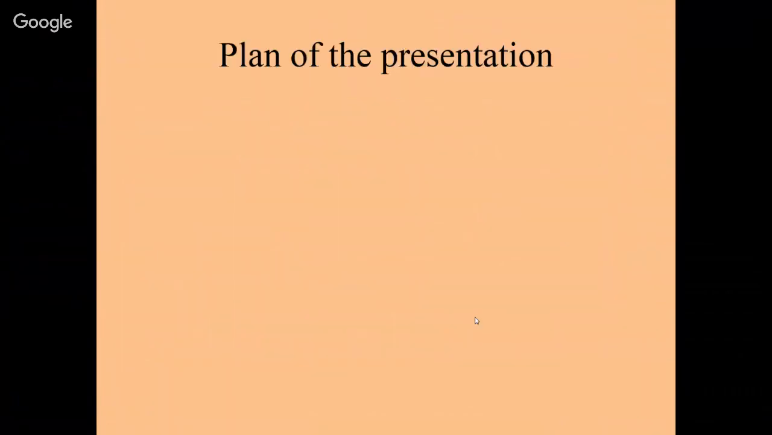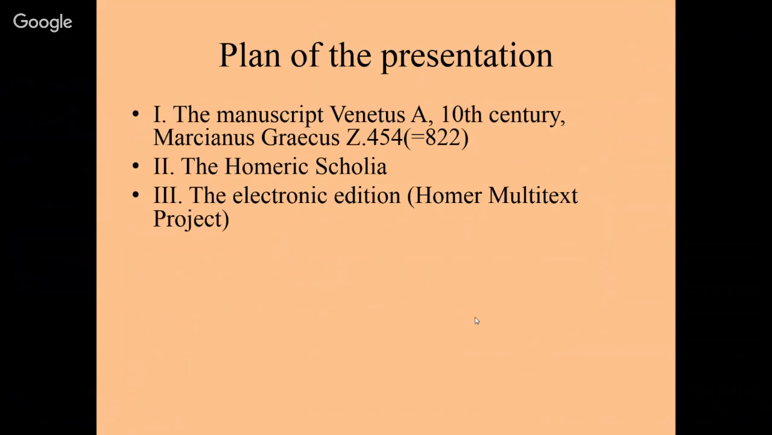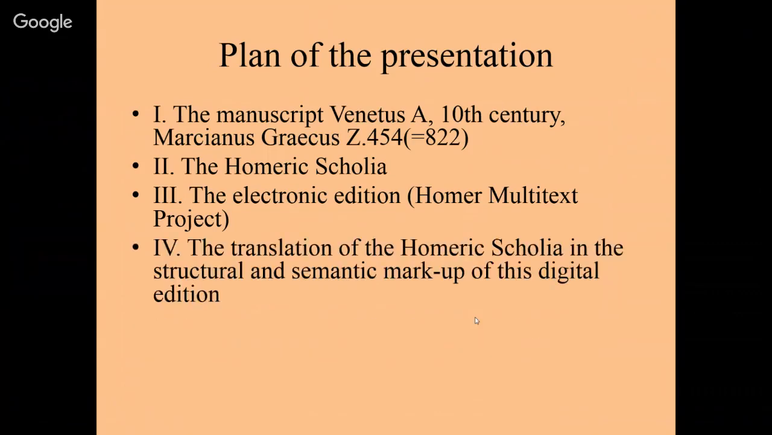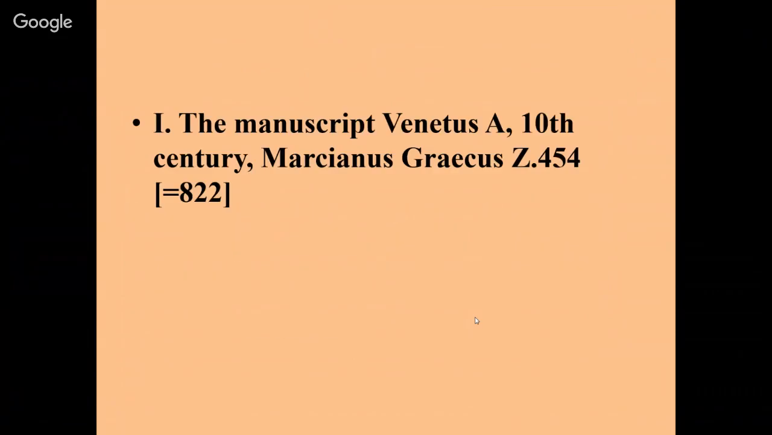Okay. So, concerning the plan of our presentation, first of all, I will present you briefly the history of the manuscript Venetus A of the 10th century. Then I will give you the classification and the definition of the Homeric Scholia. Then we will pass to the electronic edition of this manuscript, which is the basic work of the Homer Multitext project. Then we will work together on the translation of the Homeric Scholia in the structural and semantic markup of this digital edition. And finally, I will show you that this digital project can be considered as a part of an ecosystem in the field of classical studies. So now let's start from the manuscript.